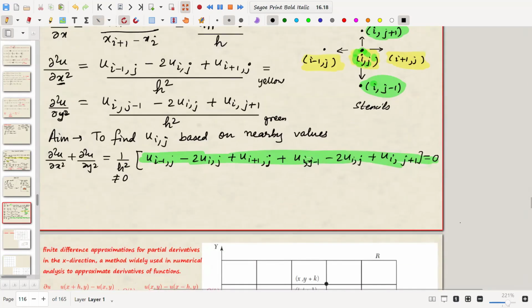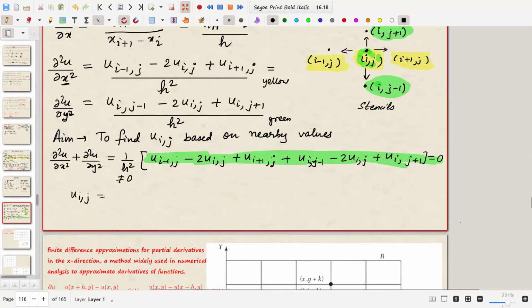Now if this can be 0, what should it bring you? Can we make u_ij common? Can we make u_ij on the left hand side and put all of them on the right hand side? If you do that, what do you get? You will get 1 by 4, because minus 2u_ij minus 2u_ij, so 4u_ij will go on that side. You divide by 4, making left to u_ij. So u_ij is 1 by 4 times what? u_i minus 1,j plus u_i plus 1,j plus u_i,j minus 1 plus u_i,j plus 1.